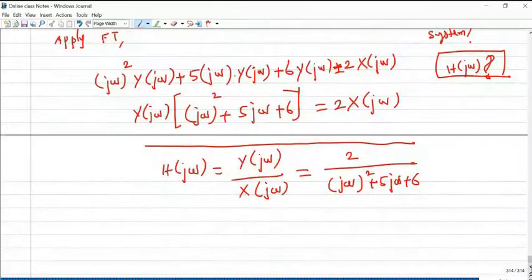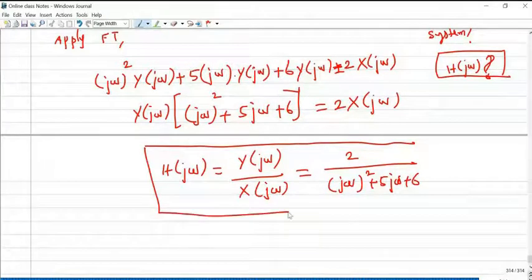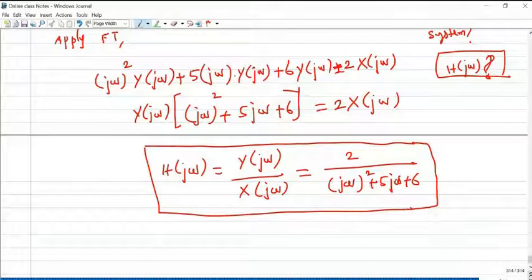Then, using the partial fraction method, factorize this 2 by (jω)² + 5jω + 6, and apply the inverse Fourier transform. You will get h of t.